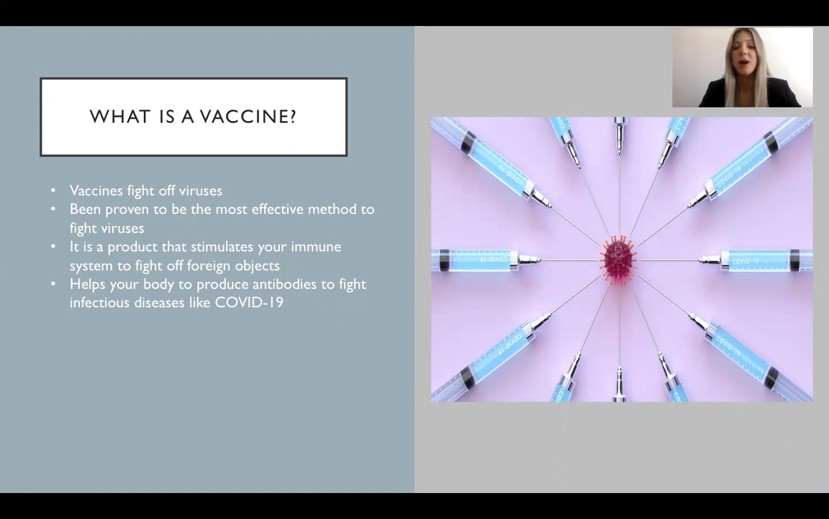A vaccine is a product that stimulates your body or immune system to battle foreign objects or infectious diseases, such as viruses, like the COVID-19 virus. They do this by producing antibodies to fight off viruses or other infectious diseases. Once the antibodies find the foreign substances, they neutralize them by locking parts of the virus or pathogens needed to survive, which then kills the virus.